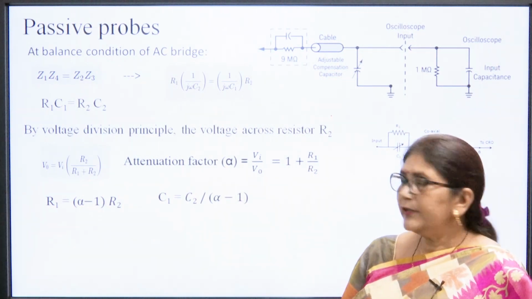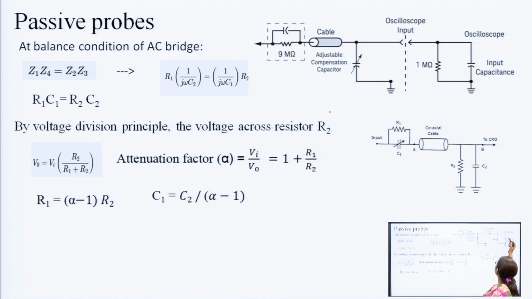So, in passive probes we know this probe, this is the input of the CRO. The CRO input resistance is 1 mega ohm and capacitance is approximately 20 microfarad. This is the probe input, here we have to apply the unknown quantity, and suppose this probe is either a 1:1 probe or a 1:10 probe. 1:1 probe means the same voltage is applied at the input of the CRO, and 1:10 means the signal amplitude is reduced by 10 times. So, here we have shown the 1:10 probe.